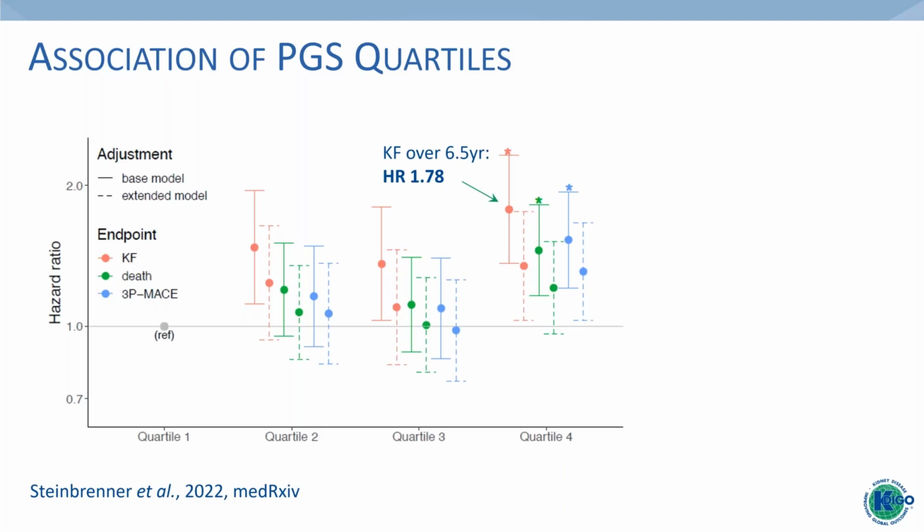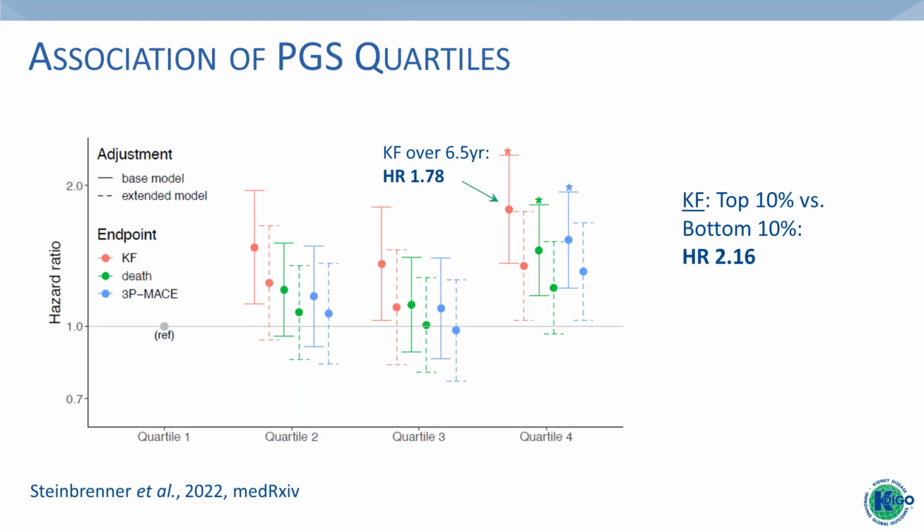This red bar here shows the association of the PGS with kidney failure. The hazard ratio is 1.78. That means individuals who have a PGS in the 4th quartile have a 1.78-fold higher risk of developing kidney failure over 6.5 years as compared with the individuals in the 1st quartile.